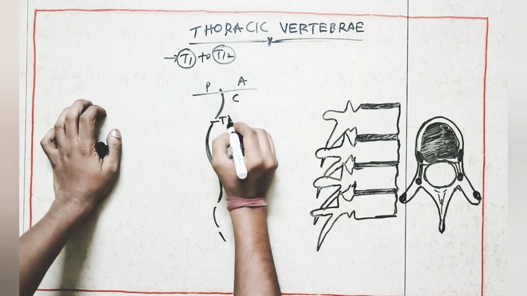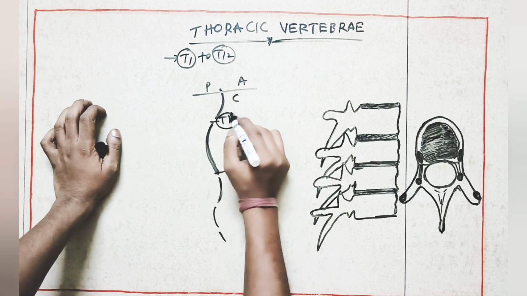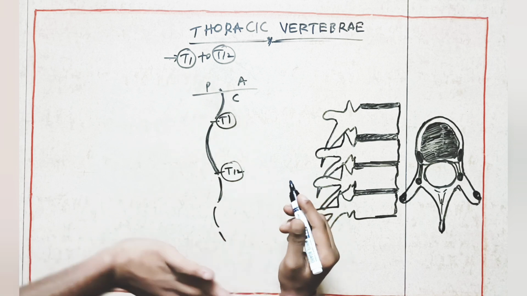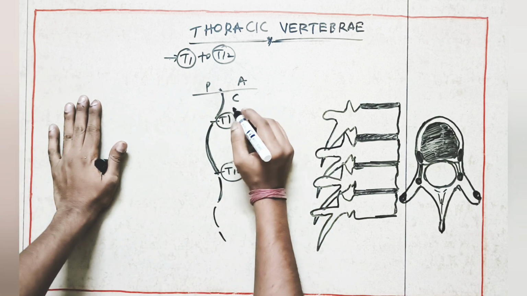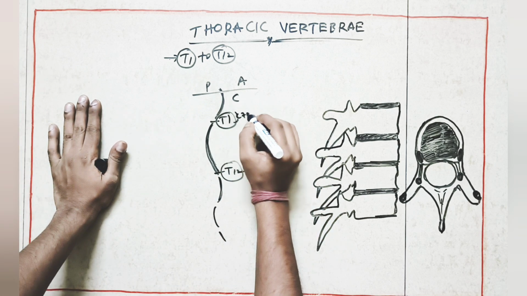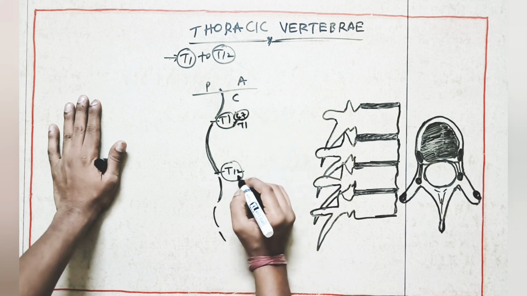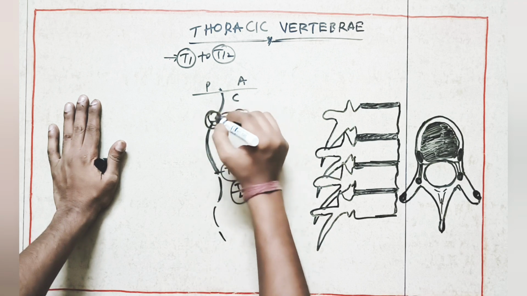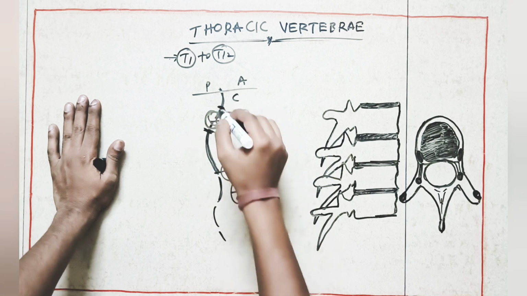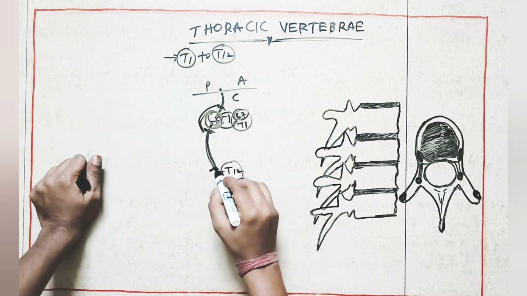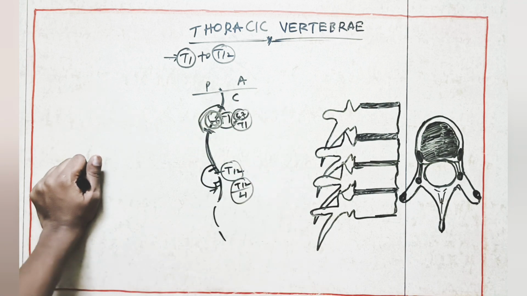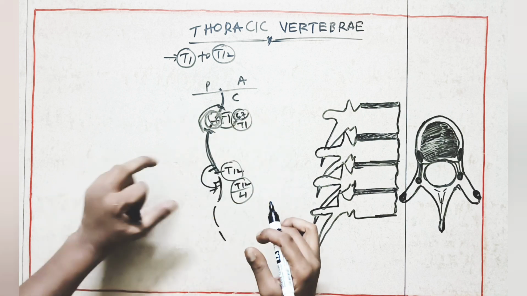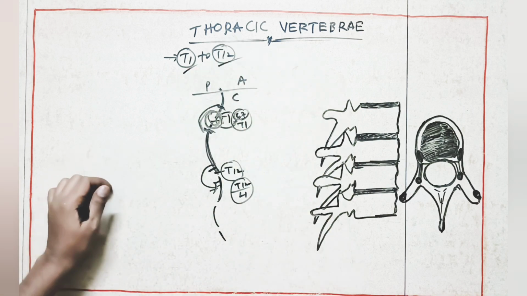T1 will be here, T12 will be here. T1 and T12 thoracic vertebrae are very different. Why? Because T1 is a continuation of C7, and T12 enters into L1. Because of this, the curvatures are changing here. From the lordotic curve to the kyphotic curve the spine changes at one point, and from the kyphotic curve to the lordotic curve at the other. Because of these two changes, T1 and T12 thoracic vertebrae are different.